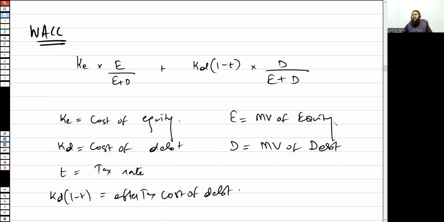At the APM level, I can guide you on one thing. You don't have to worry about how to calculate KE, or how to calculate KD, and so on. It's not a financial management paper, it's a performance management paper. So you don't have to worry about all these things, because the examiner is going to give all of these to you. So you don't have to actually worry about it, right? So this is what it is going to be with respect to the WACC calculations.